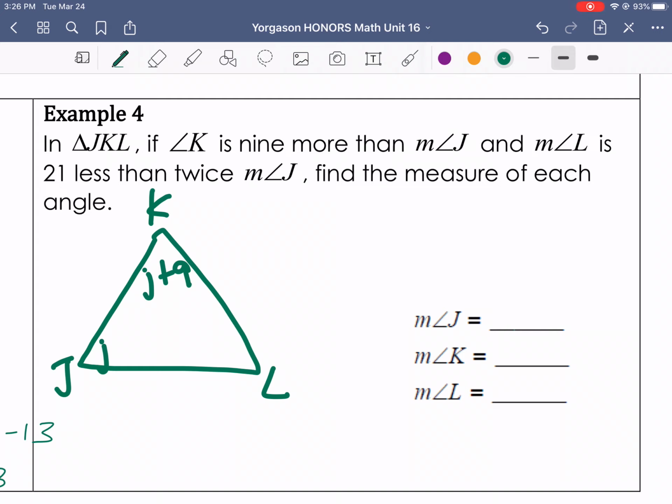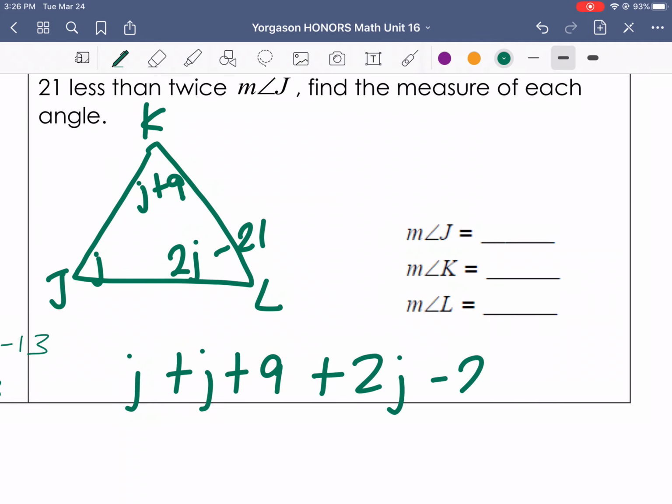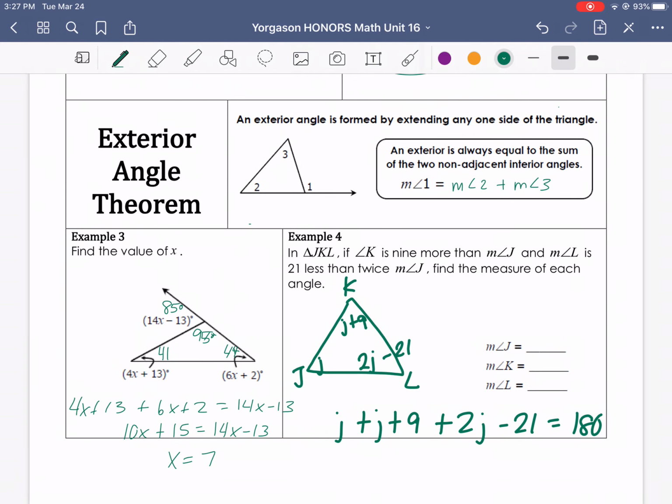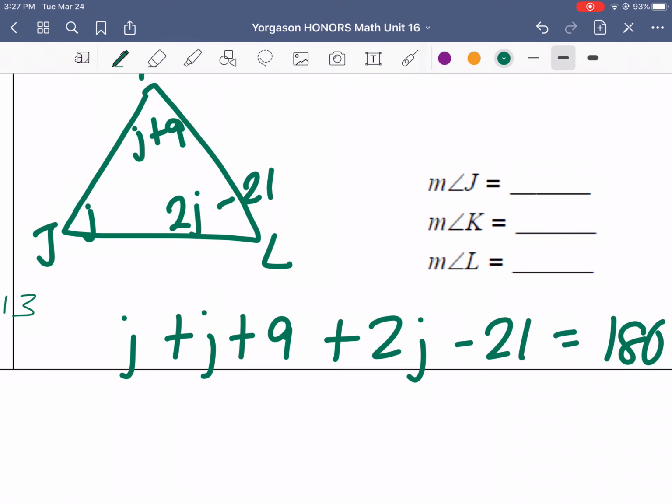Ooh, I messed this one up when I was doing it on my own. I forgot the twice part. So 21 less than twice the measure of angle J. Find the measure of each angle. Okay, do we have enough information to figure out what J is? And then once we find J, find the others. Yes, if we add all 3 of these things together, all 3 of those angles, since they're all inside of the triangle, they should equal 180 degrees. So this one's actually using that triangle angle sum theorem, right? Rather than exterior angle, but whatever.